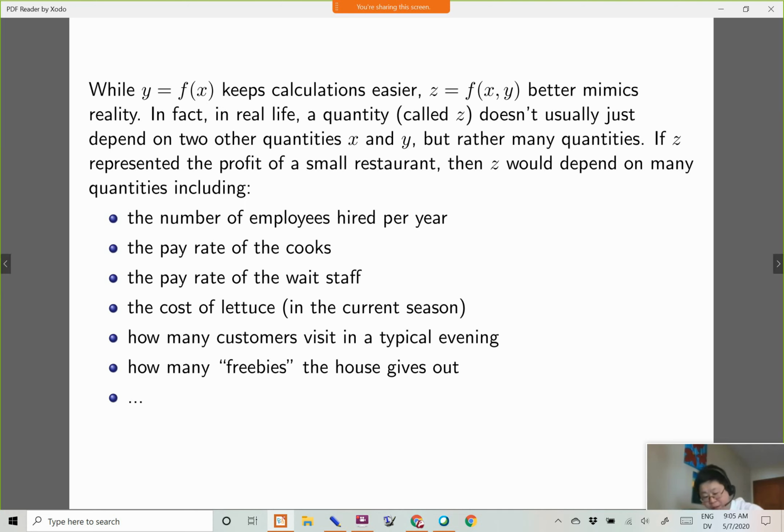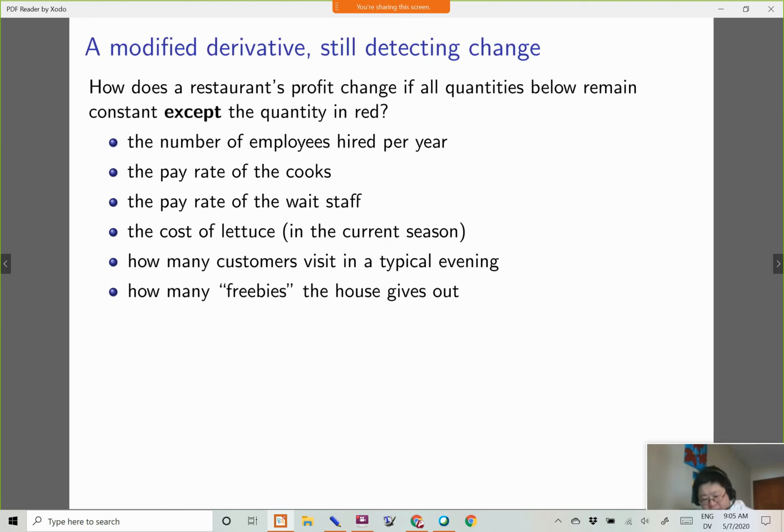All of these have numbers associated to them, right? And so many more things. I probably missed a lot of big ones, a lot of things that are probably more important in determining the profit of a restaurant. Well, so where's the calculus? What I want to do is I took this list here and I put this towards basically the top of the next slide. And what we're going to do right now is talk about a modified derivative.